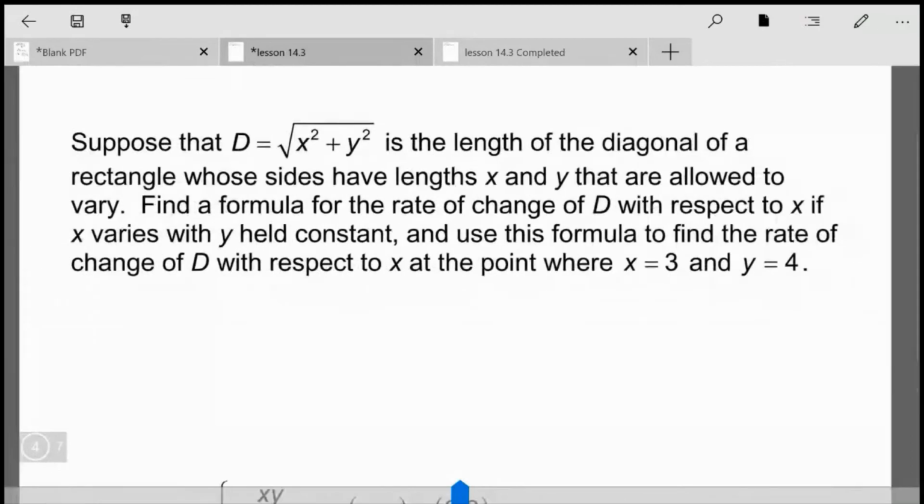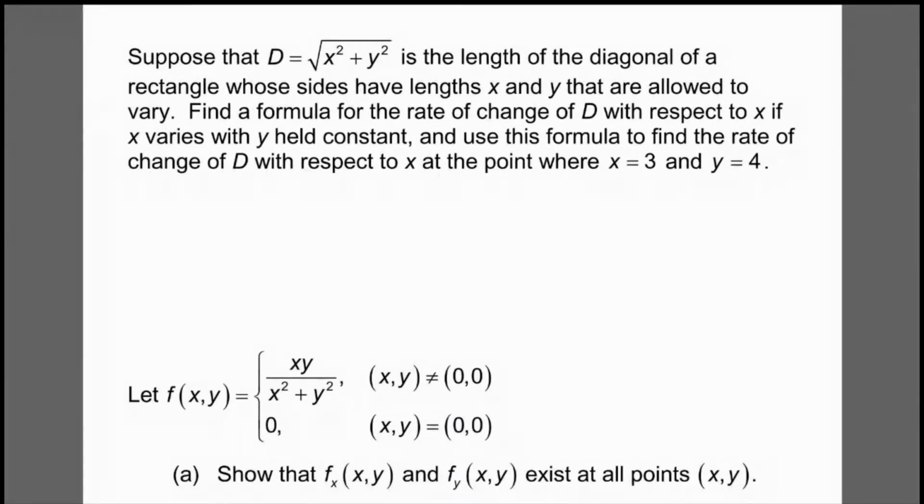On this next one, this is just a really simple type of application to get you thinking about what these things mean. It says, suppose that d is equal to the square root of x squared plus y squared is the length of the diagonal of a rectangle whose sides have lengths x and y that are allowed to vary. Find a formula for the rate of change of d with respect to x if x varies with y held constant. So we're essentially talking about an x partial derivative. And use this formula to find the rate of change of d with respect to x at the point where x is 3 and y is 4.